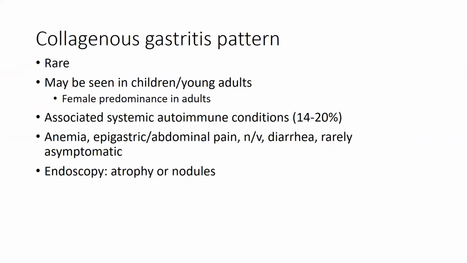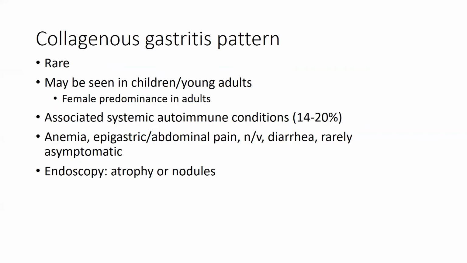Now, the collagenous gastritis pattern is rare and may be seen both in children and young adults. And in adults, it tends to associate with a female predominance. And then some studies demonstrate the same distribution in children between males and females, while others show equal sex distribution. And then associated autoimmune conditions can be seen in approximately 14 to 20% of the cases. Patients present with anemia, epigastric or abdominal pain, and nonspecific symptoms.